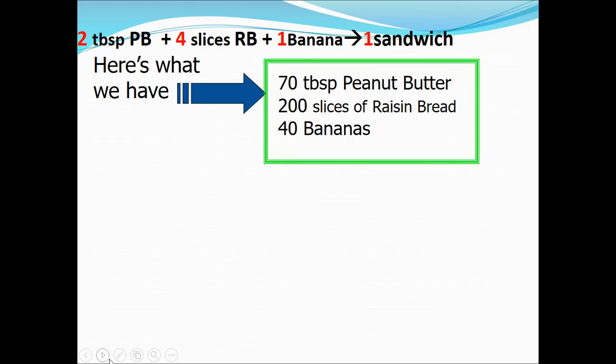And when I get back home and I'm ready to start making my masterpieces, I figure out that I have approximately 70 tablespoons of peanut butter. I have bought 200 slices of raisin bread and 40 bananas because when I went to the grocery store, I didn't really have a lot of time to figure out exactly how many I needed, so I didn't have any left over. So I just bought up a whole bunch of the ingredients and just came home, and this is what I ended up with.